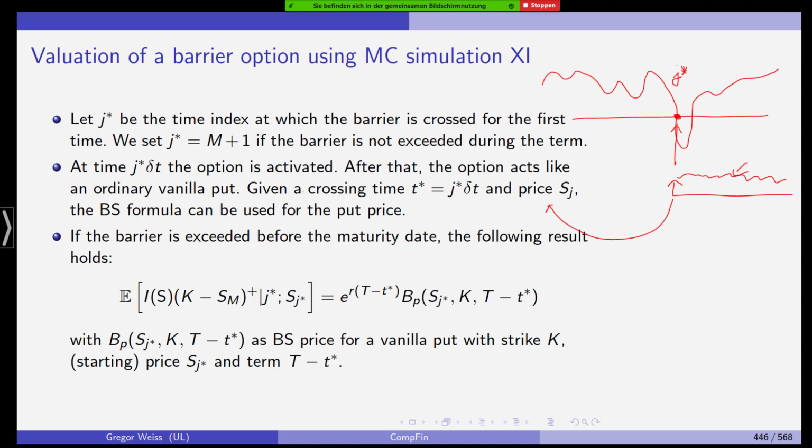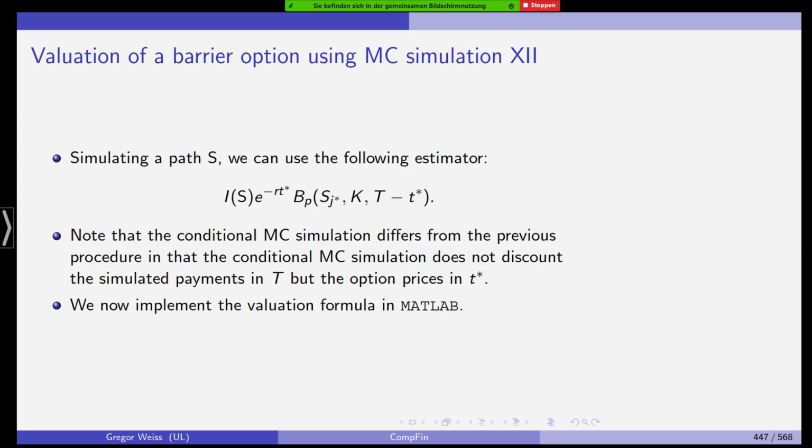So if the barrier is exceeded before maturity, we have the following result: this needs to be equal to the Black-Scholes price of a regular put in J star, and we then need to discount this using capital T minus T star to T0. Okay. Now, simulating a path S, we can then use this estimator indicator function. S, is the product knocked in? If yes, then use the Black-Scholes price at time J star and discount it to T0. Otherwise, it has to be 0 because it has never been activated.